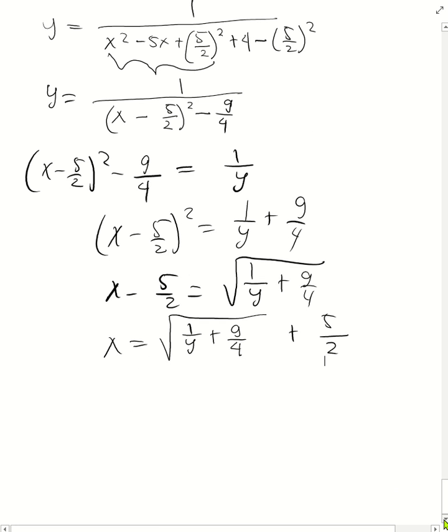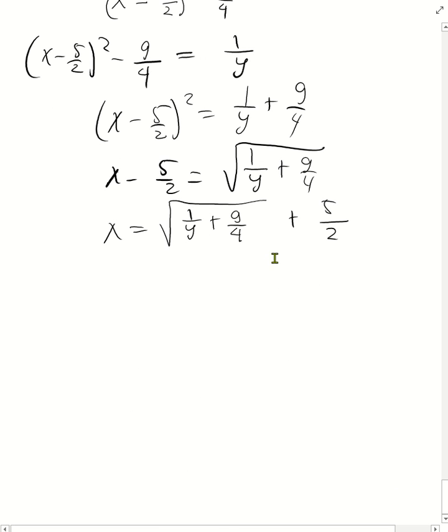Then let us solve the domain now of this function. And again, we have here a radical sign, so the restriction is it should be greater than or equal to 0. There should not be a negative inside the radical. So 1 over y plus 9 over 4 should be greater than or equal to 0. And 1 over y should be greater than or equal to negative 9 over 4.